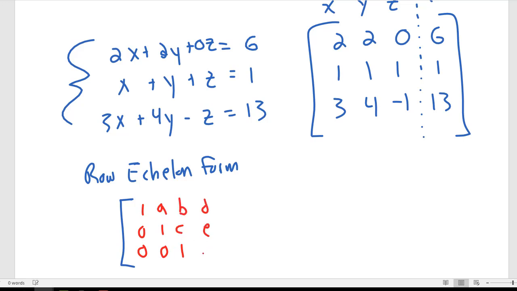And then I'll end up with other numbers here. I'm just going to write some letters in their place. I could end up with some number A, some number B, C. These could be different numbers. So this would be what we call a row echelon form.